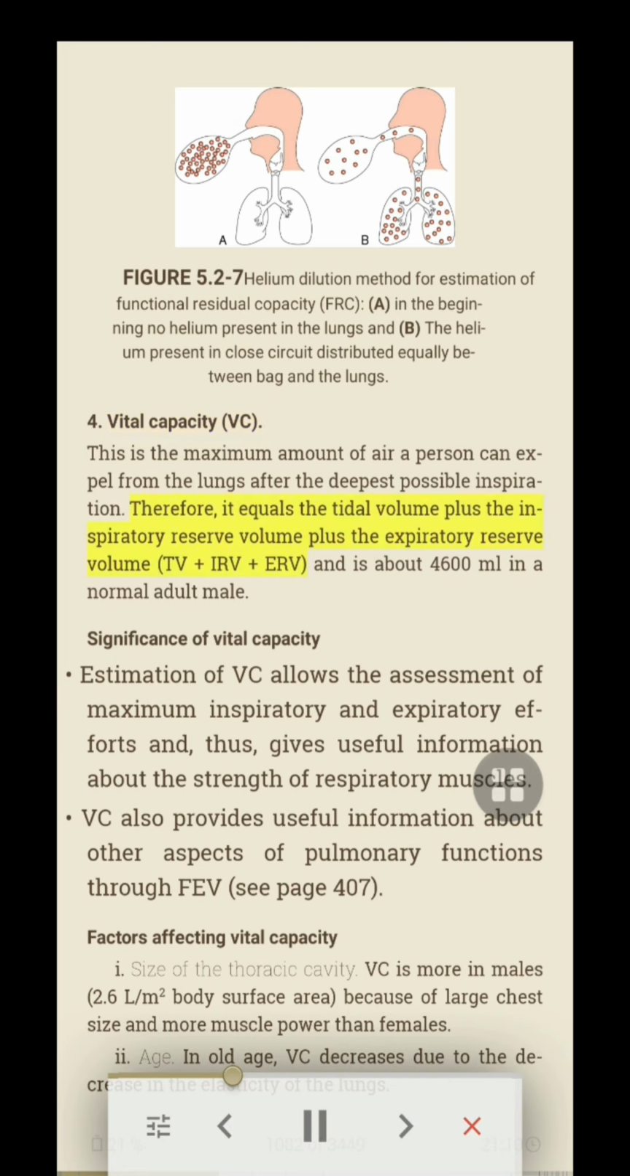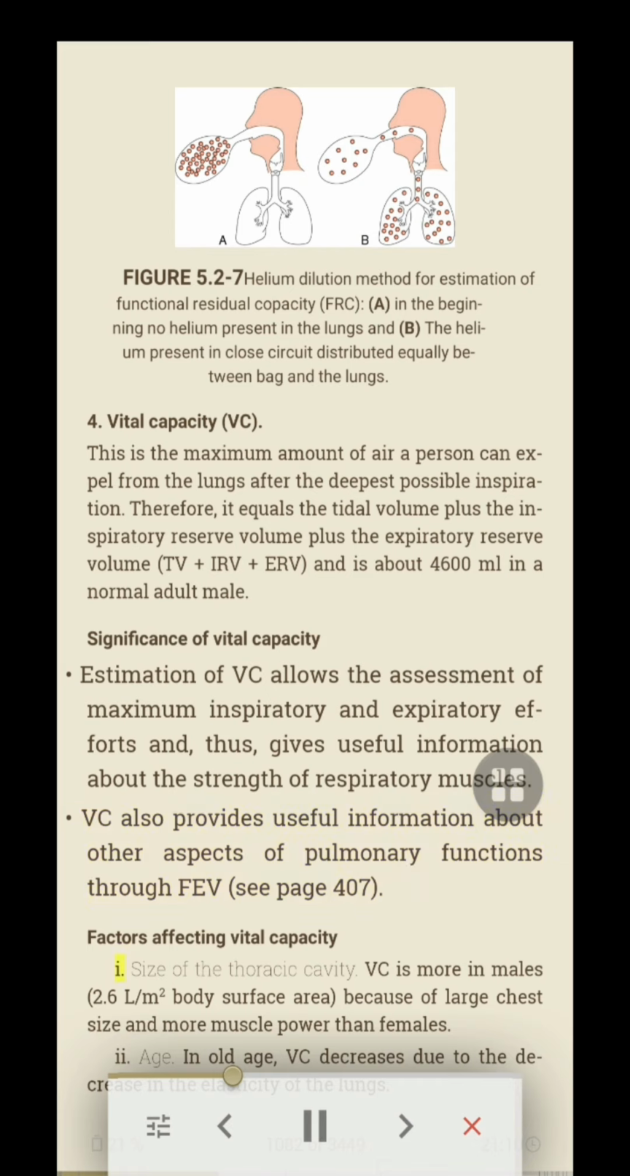This is the maximum amount of air a person can expel from the lungs after the deepest possible inspiration. Therefore, it equals the tidal volume plus the inspiratory reserve volume plus the expiratory reserve volume (TV + IRV + ERV), and is about 4,600 milliliters in a normal adult male. Significance of vital capacity: estimation of VC allows the assessment of maximum inspiratory and expiratory efforts and thus gives useful information about the strength of respiratory muscles. VC also provides useful information about other aspects of pulmonary functions through FEV, see page 407.